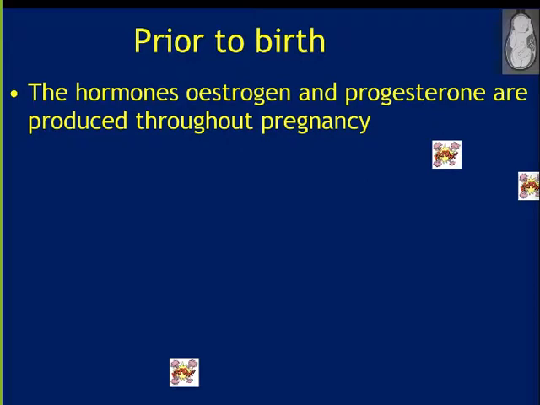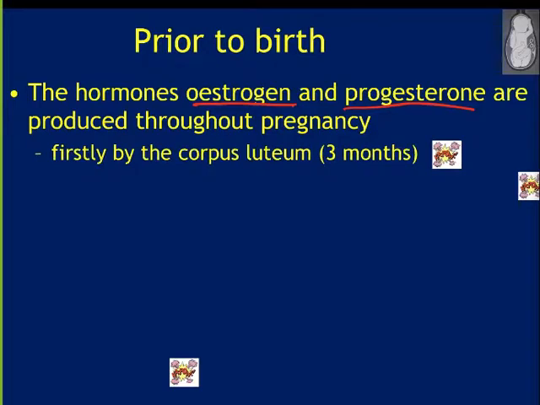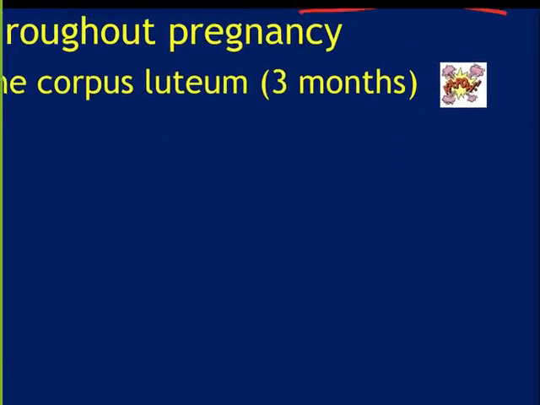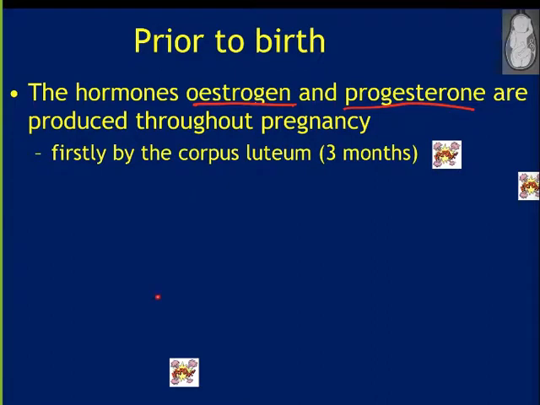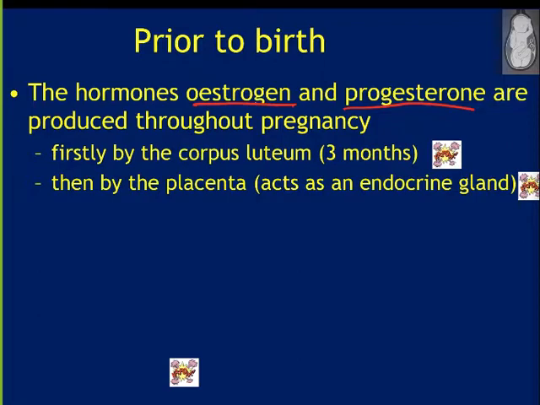Okay, so just in terms of prior to birth, the estrogen and progesterone are produced all the way through pregnancy. Can anyone tell me, post-ovulation, what is the name of the thing in the ovary that actually makes the progesterone? Can we remember? So the Graafian follicle becomes what after ovulation? Okay, it's the corpus luteum. That's in the ovary and that's produced for 3 months, and then after that your placenta will kick in.